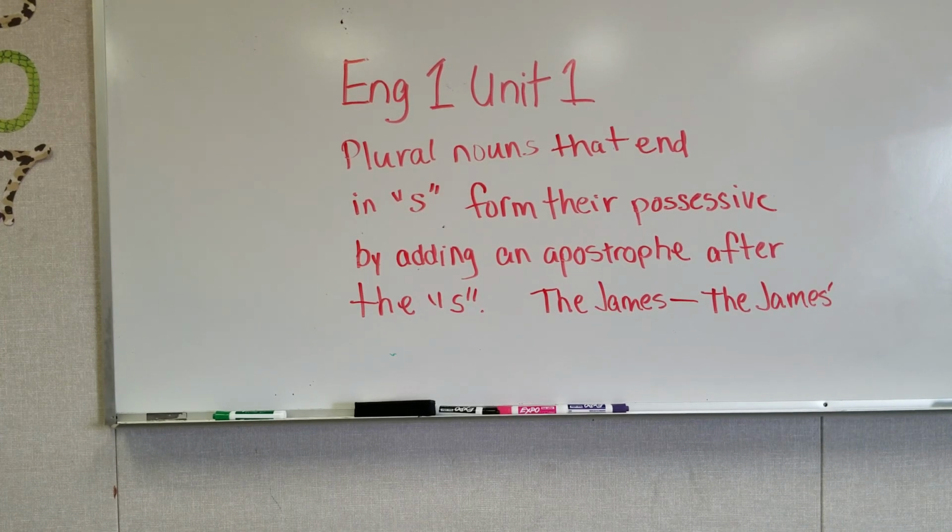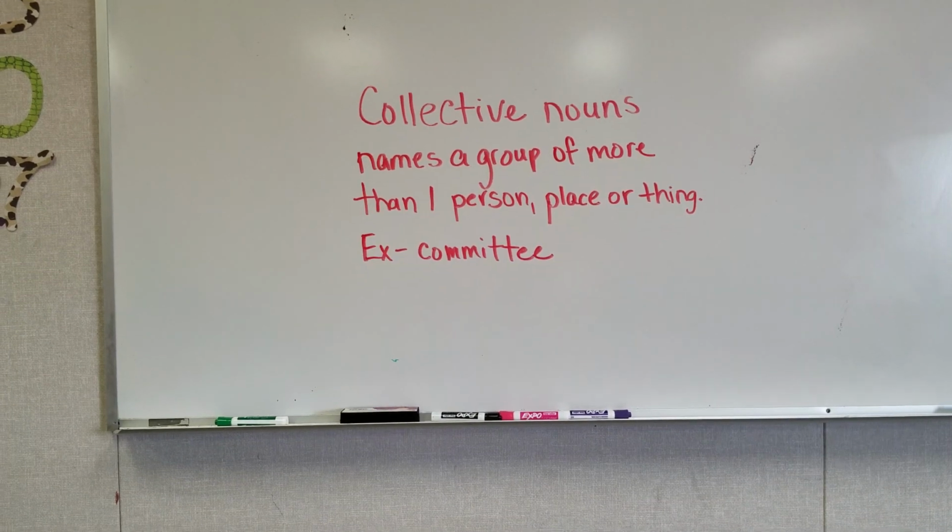So now we know that plural nouns that do end in S form their possessive by adding an apostrophe after the S, as in the James, like a family name, the James. To make this possessive, we simply add an apostrophe after the S.